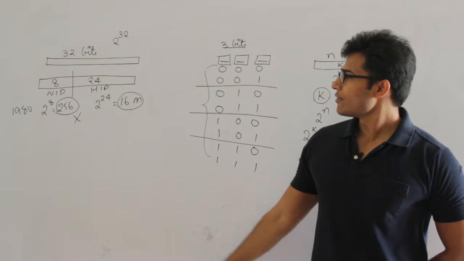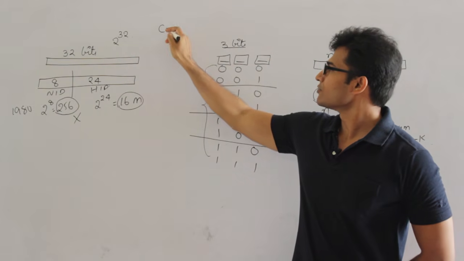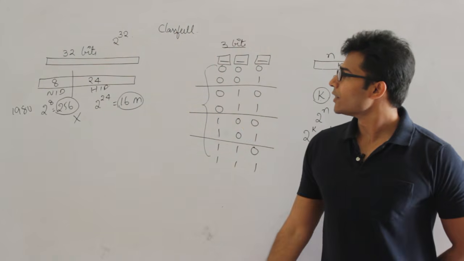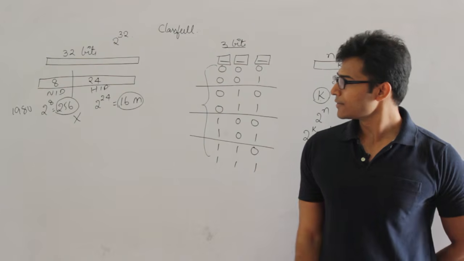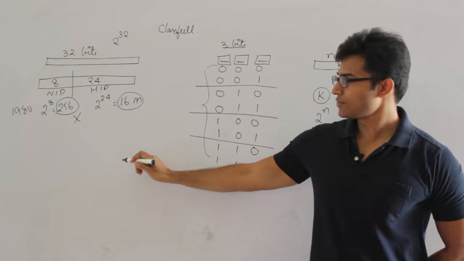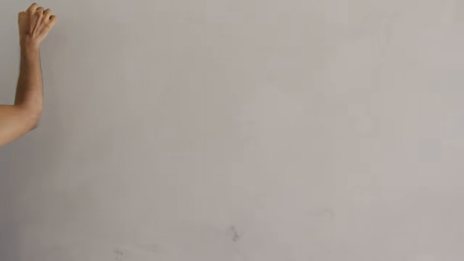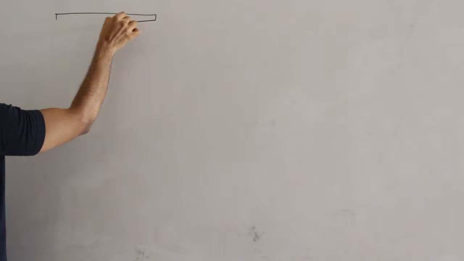That is why they went for the next one, which is classful number system, classful IP addressing. So we shall discuss classful now. Let's see how the IP addresses are classified in a classful manner. So we know that an IP address is a 32-bit number.